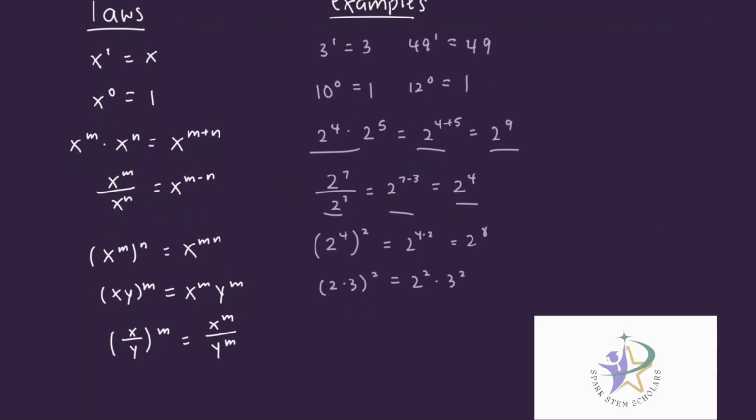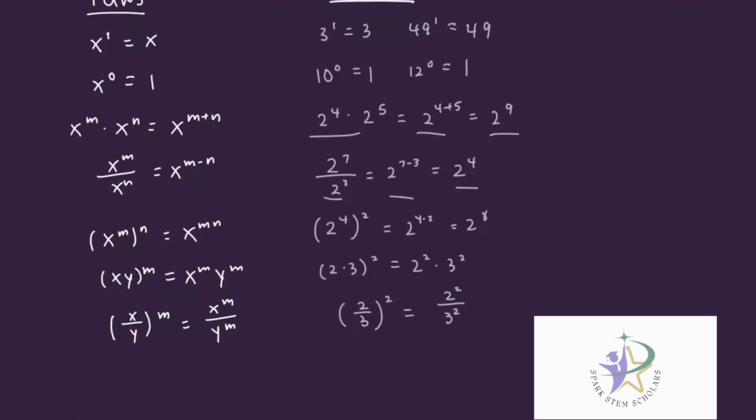So let's have 2 over 3, everything to the power of 2 again. And this will equal 2 to the 2 over 3 to the power of 2.